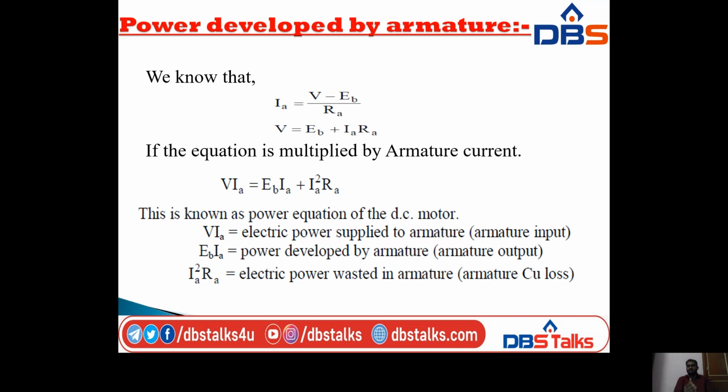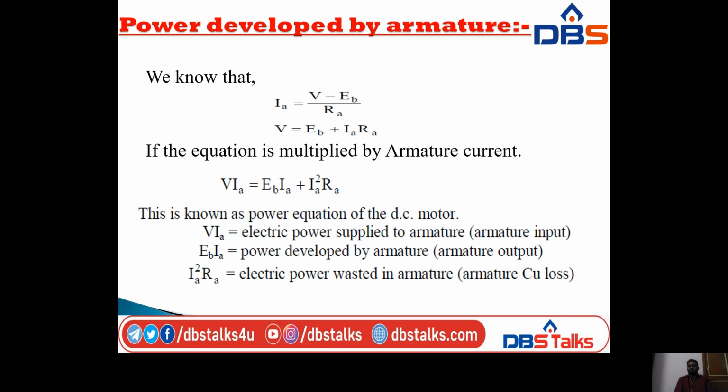So in the previous class I discussed voltage equation, power equation and armature current. From that I am writing Ia = (V − Eb)/Ra. So from this I am writing V = Eb + Ia Ra. If this equation is multiplied by armature current on both sides, we will have the power equation, that is V Ia = Eb Ia + Ia² Ra. This is known as the power equation of the DC motor.